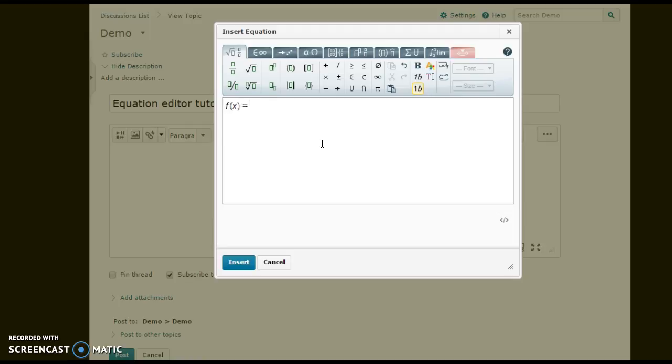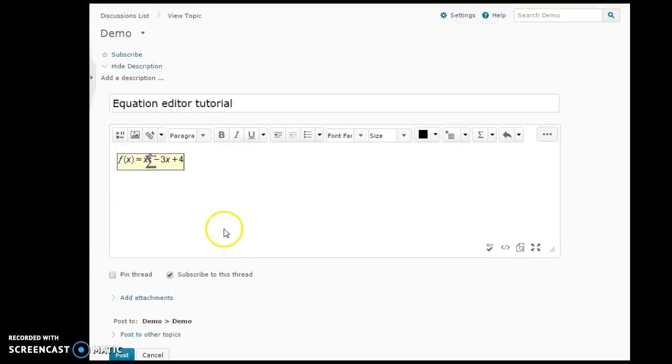Whoops, bad habits. F of x equals x squared minus 3x plus 4, for instance. Then we can say insert. It'll put our equation in there. And we'll call it a quadratic function typed using equation editor. And that's the way we want to go about using the equation editor.